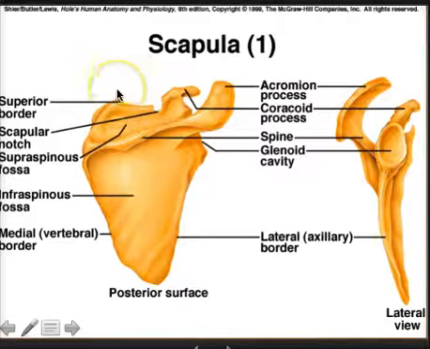Notice there are other features to the scapula. It is a very detailed structure. We have a superior border with a scapular notch. There is a supraspinous fossa, an infraspinous fossa, and there is a medial border. This is the posterior surface that you are looking at, or the back view. Here's a side view, so that is our lateral view.